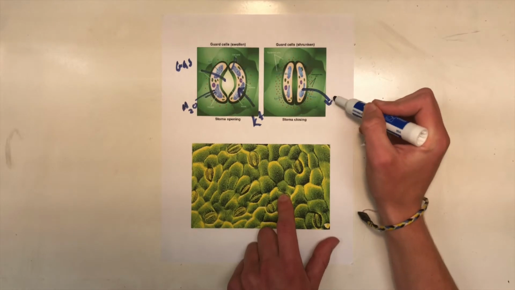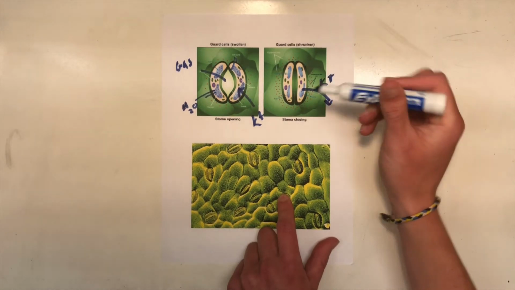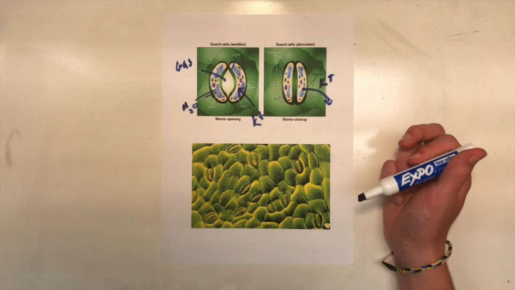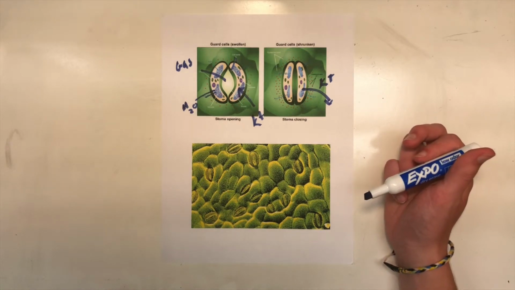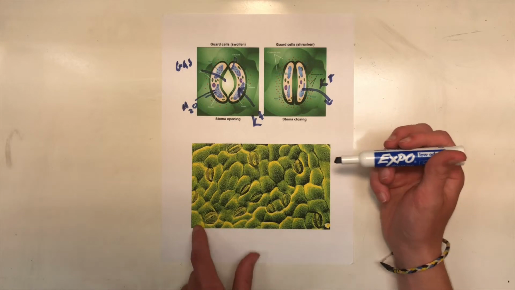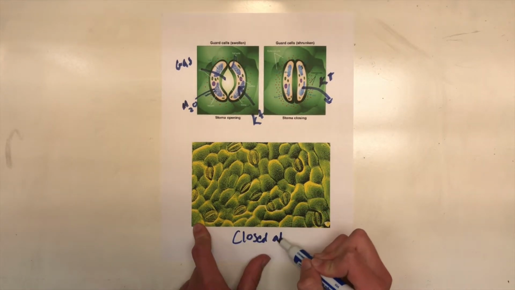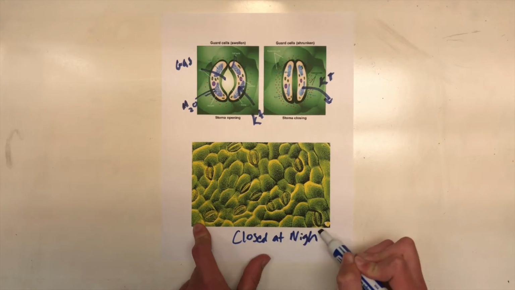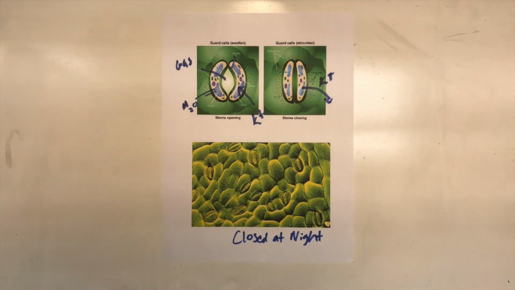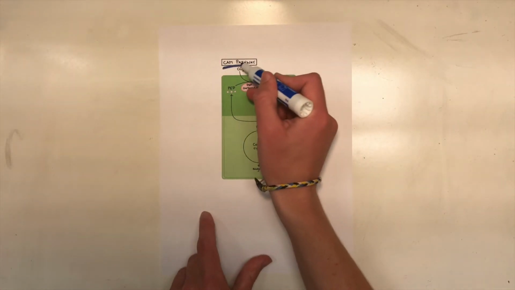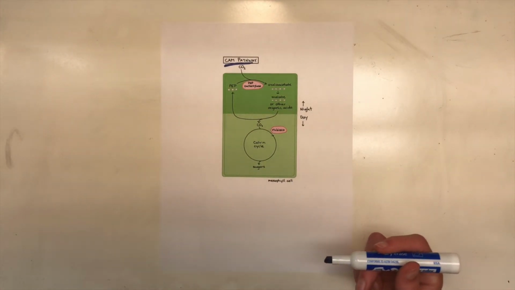Additionally, in order to open the pore, potassium will flow into the guard cell, making it more turgid, and in order to close it, potassium will leave the guard cell, making it less turgid, and thus closing it. Additionally, in C3 plants, the stomata is going to be open during the day and it's going to be closed at night. So besides C3 plants, there's another type of carbon fixation in CAM plants.